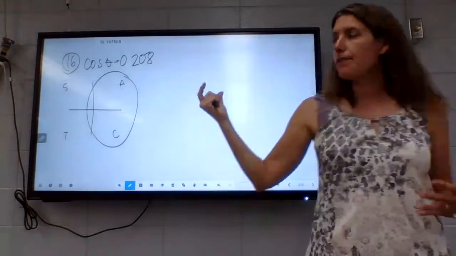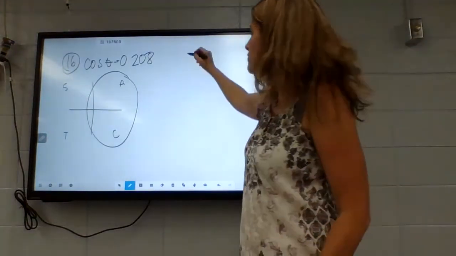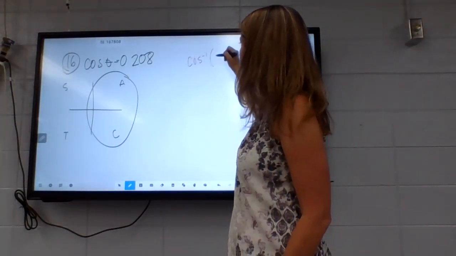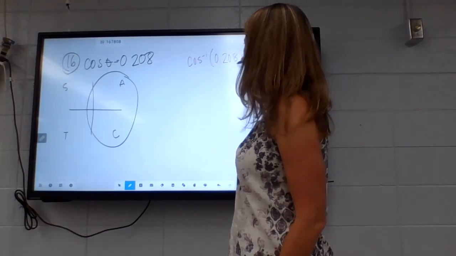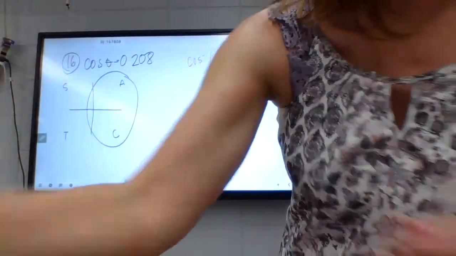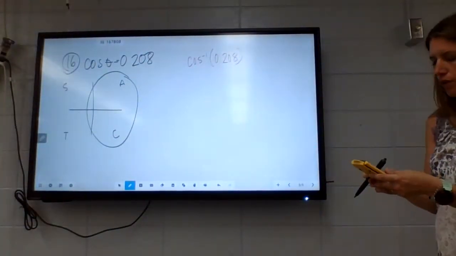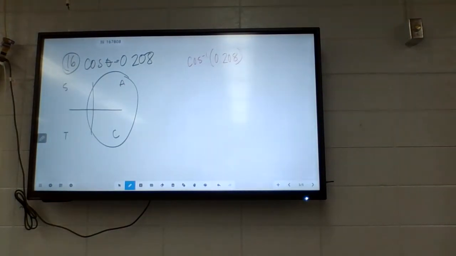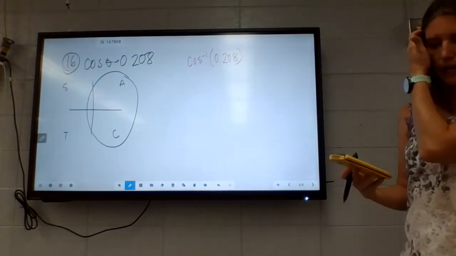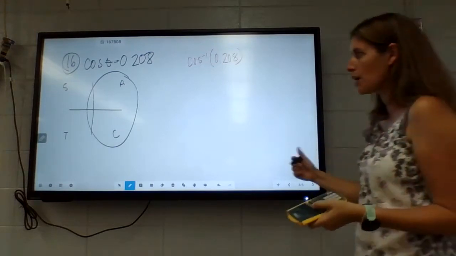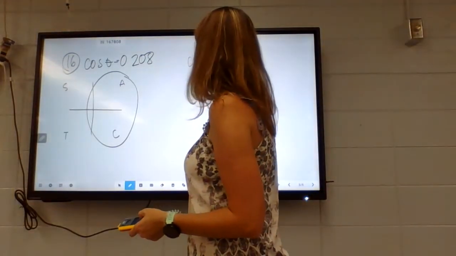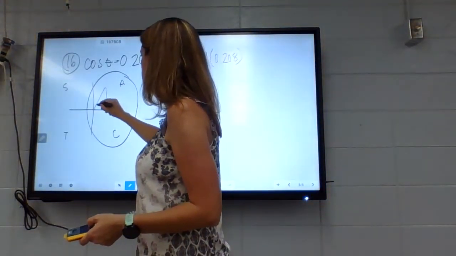So if I know what the cosine equals, I can do inverse cosine. But this is only going to give me one answer. So you'll do inverse cosine of 0.208. And I get 77.99, so I'm going to call that 78. So that would be here. That'd be a 78-degree angle.